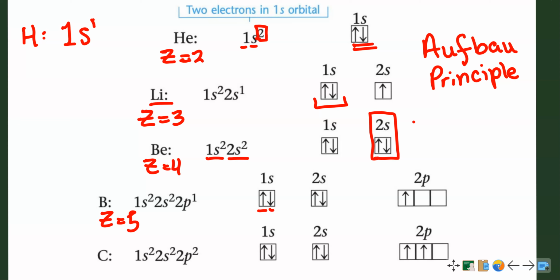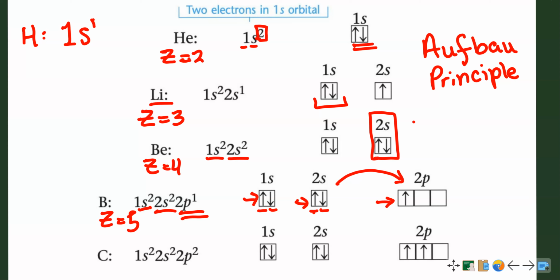we have 2 in the 1s, 2 in the 2s, but now we need somewhere for that 5th electron to go. So we go to the next set of rooms, now that we've filled up 1 room, and we go to the penthouse. And we start putting the electrons in those orbitals in the 2p, because 2p comes after 2s. And our electron configuration reflects that. 1s2, because there's 2 electrons in the 1s. 2s2, because there's 2 electrons in the 2s, and 2p1, because there's 1 electron in the 2p.